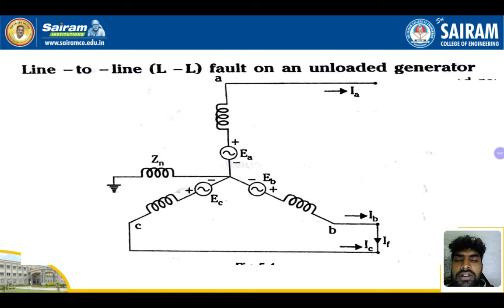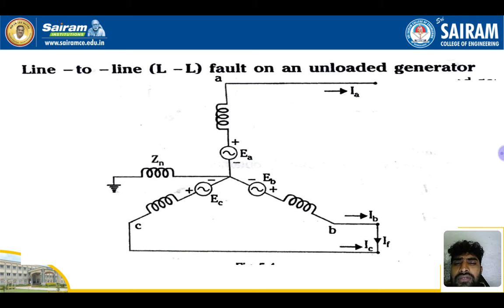Let us discuss the continuation of LG fault. After that, we have an LL fault. So the LG fault we discussed and we have given an example also. If suppose the line touches the ground, what happens? It gives a line to ground fault, and also we calculated fault current and fault impedance value and everything, right?